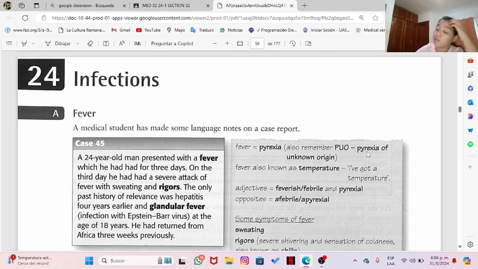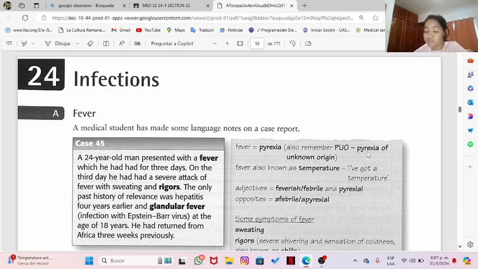Today we will complete the pronunciation, translation, and exercise of chapters 24 to 34. Okay, let's do this. The pronunciation.